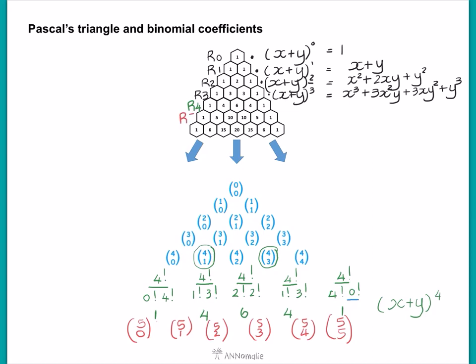For row number 5 in Pascal's triangle, which will then also be the coefficients of this binomial to the power of 5, if I expand that, I will find that these values will correspond to these entries in row 5, and the coefficients of this expansion will also correspond to the entries in row 5. Just something very interesting to note.